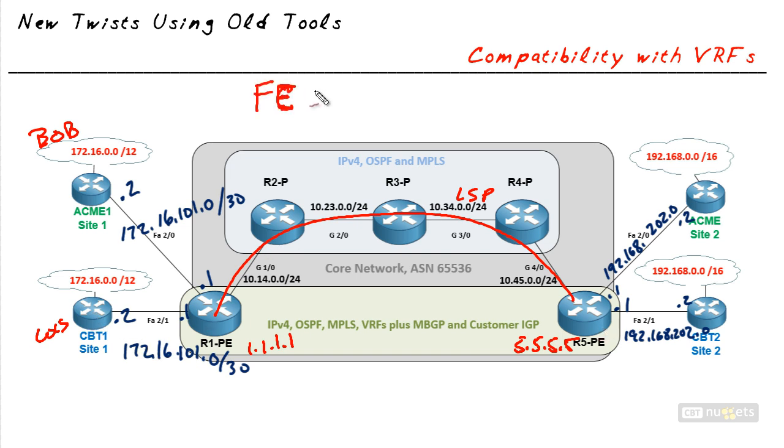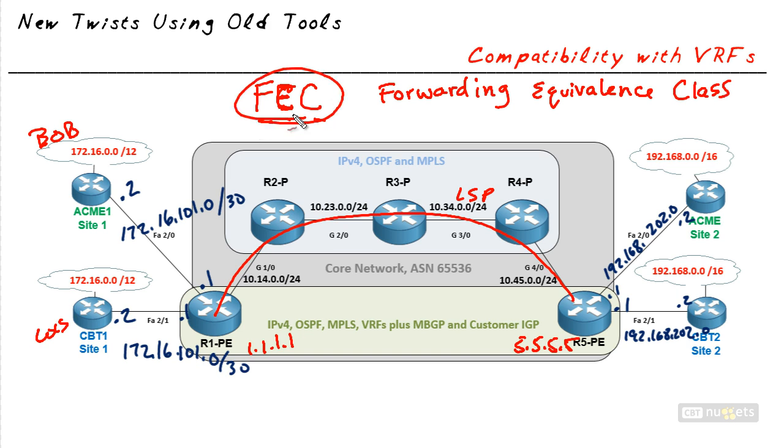So in MPLS, we have this term called FEC, and it stands for the Forwarding Equivalence Class. And a FEC, or Forwarding Equivalence Class, is a group of IP packets that are all forwarded in the same manner, over the same path, and with that same forwarding treatment, meaning we're not giving prioritization of some traffic over others. So I wanted to bring that up because that's a common term that you might hear.